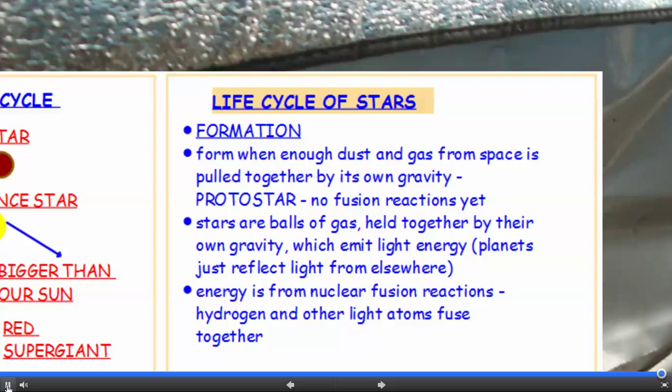Stars themselves are balls of gas which are held together by their own gravity, which emit light energy. And the difference between stars and planets is that planets just reflect light from elsewhere. They don't emit their own light energy. Now, this energy comes from nuclear fusion reactions. This is when hydrogen and other light atoms fuse together.